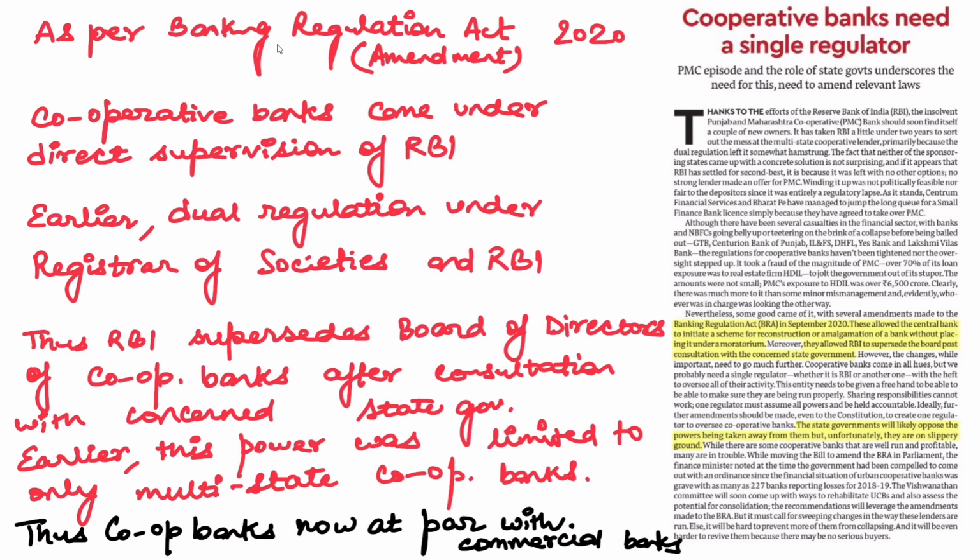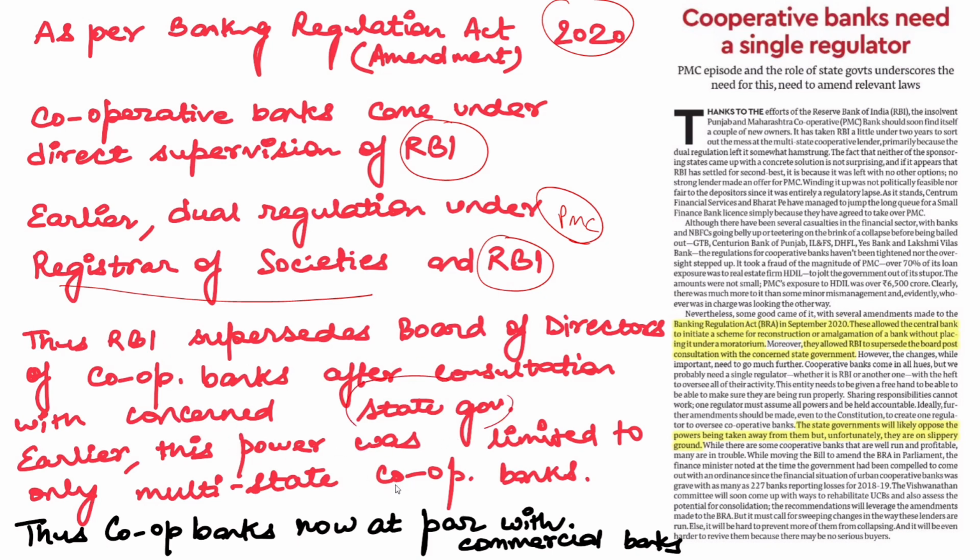As per the Banking Regulation Act Amendment 2020, cooperative banks now come under the direct supervision of the RBI. Earlier, there was dual regulation under the Registrar of Societies as well as the RBI. But after the PMC bank crisis, the Banking Regulation Act was amended and hence only the RBI supervises these organizations. Thus, the RBI supersedes the board of directors of the cooperative banks after consultation with the concerned state governments. Earlier, this power was limited to only multi-state cooperative banks.